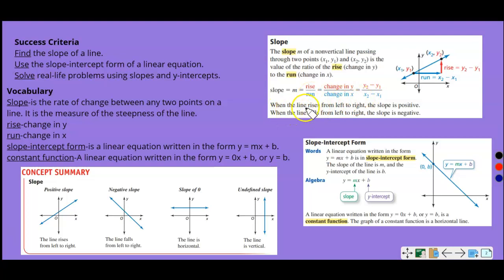All right, again, remember that when it rises from left to right, it's positive. When it falls from left to right, it's negative. Again, your slope-intercept form, y equals mx plus b. M is going to be your slope. B represents the y-intercept. So your y-intercept will always be on the y-axis somewhere. And the slope, again, determines how steep it is and whether it's positive or negative.